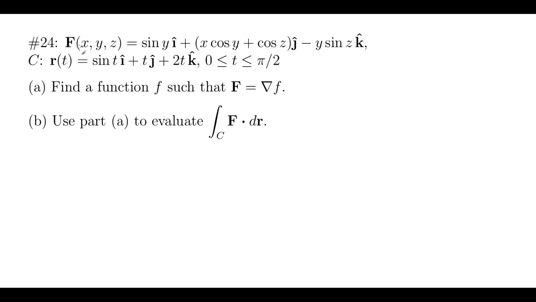Now we note that this vector field is a function of x, y, and z and has three components. When we only have a function of two variables with two components, so we're working in R2, we will often check to confirm that the field is conservative before proceeding to look for a potential function.